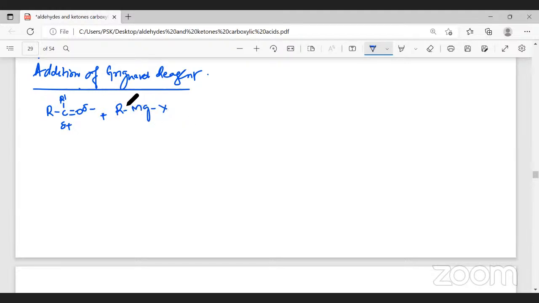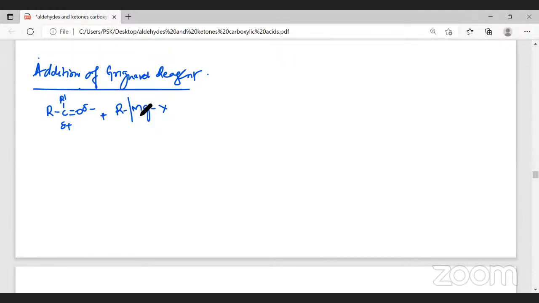Now, this magnesium is electropositive. Magnesium is a metal, so it will donate electron. When it donates electron, it gains positive charge. And R is electronegative. It accepts electron. Therefore, R gains negative charge. So what happens now? R attacks carbon, Mg and X attack oxygen. So we get an intermediate product, RCR', OMgX, and you have R. Did you follow this step?